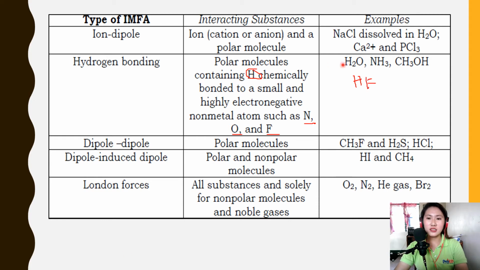As you can see, hydrogen is bonded to oxygen, nitrogen, and fluorine. Here, oxygen naman. So that is hydrogen bonding. Always remember, hydrogen is bonded to oxygen, fluorine, and nitrogen.